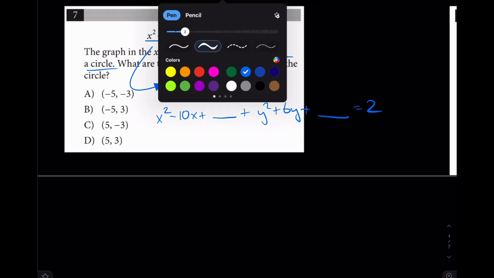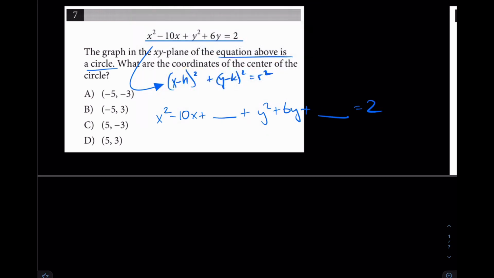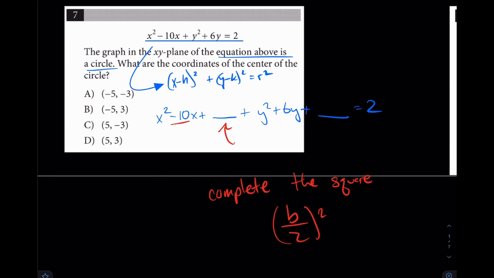And why am I leaving those blank spots there? Well, I'm leaving them because I need to do something called completing the square. I'll write it for you. Complete the square. The idea behind that is (b/2)². It's a formula that you should know for the SAT. Again, b over 2, so this is b. So what's (10/2)²? Well, 10 over 2 is 5. 5 squared is 25. Okay, cool.